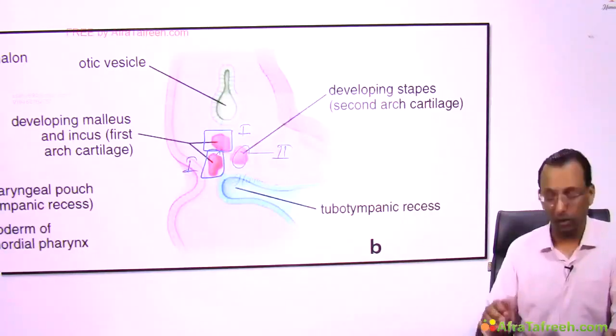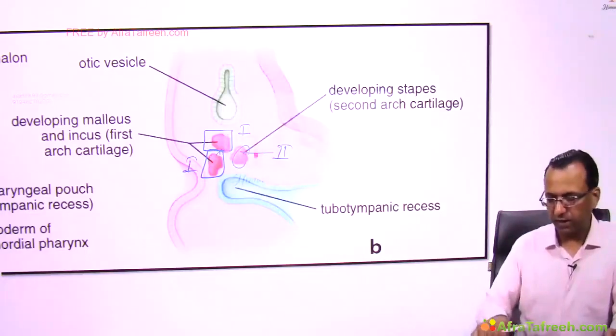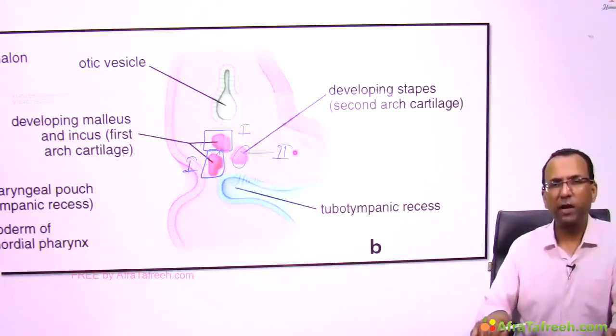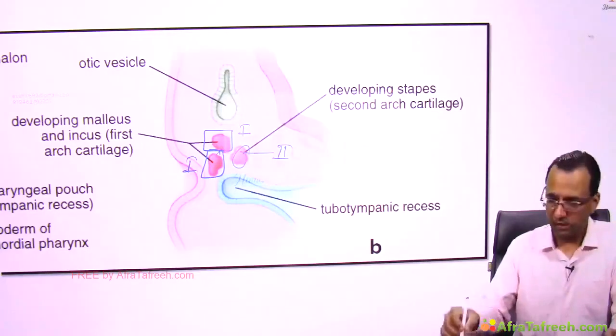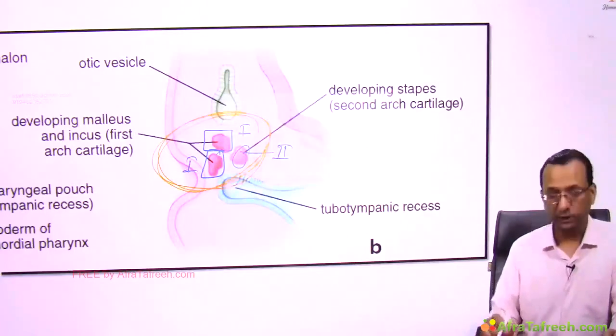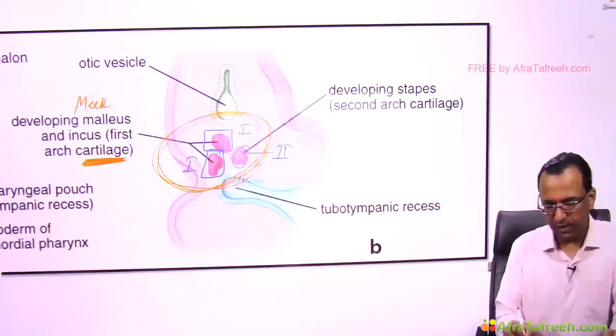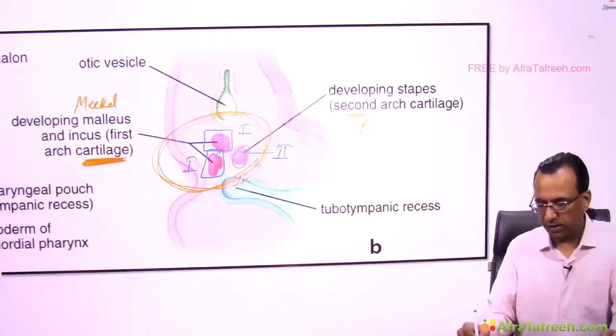Correct. Malleus and incus will come from the first arch, stapes will come from the second arch, but from where? Secondary mesenchyme, neural crest cells. In a cartilage. Names? First is Meckel's cartilage and second, Reichert's cartilage. You remember Reichert's cartilage?